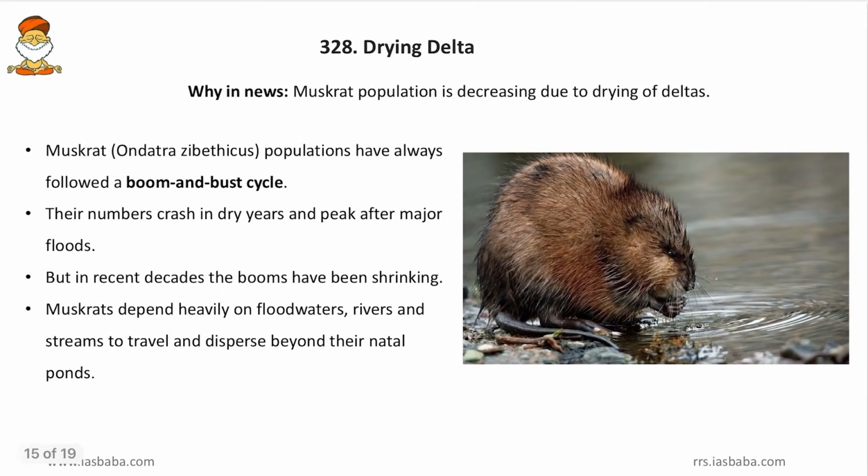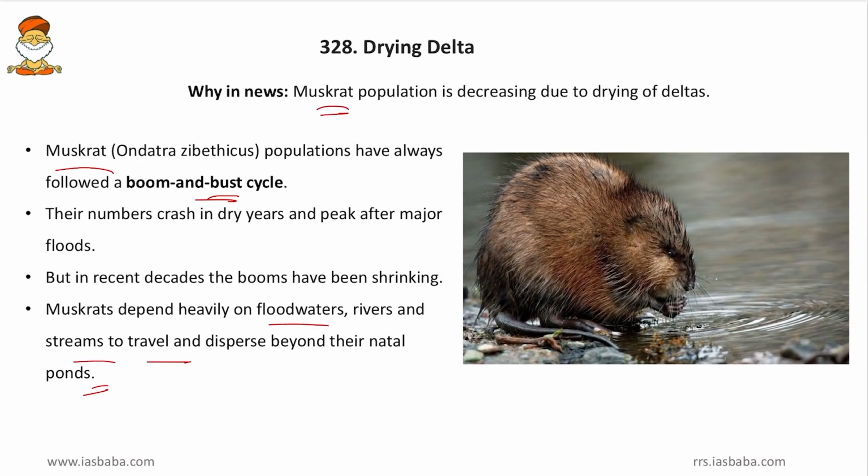Then come to next, the drying delta. Friends, why was it in news? Because the muskrat population is decreasing due to the drying deltas. So the muskrat populations have always followed a boom and bust cycle. So this booming and busting due to flooding and drying of deltas was not uncommon for these muskrats. But however, when we cumulatively assess their numbers, it is decreasing gradually day by day. So the reason is drying deltas. And moreover, muskrats depend heavily on the floodwaters, rivers and streams to travel and disperse beyond their natural ponds. So because of this habitat destruction, the muskrats are decreasing in number.